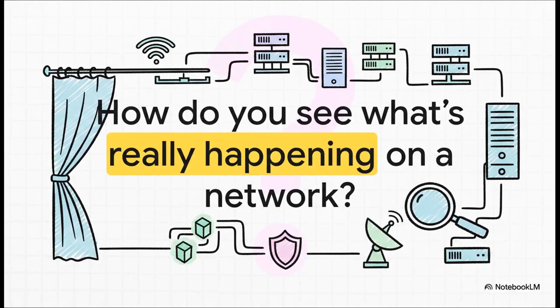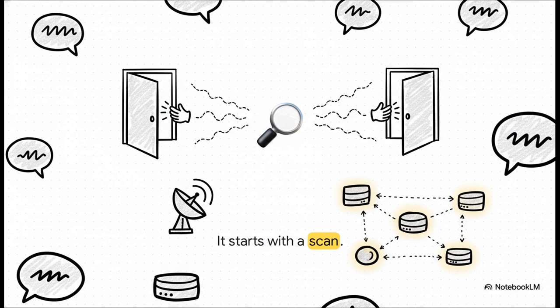This is a huge question for pretty much anyone in tech, whether you're a network admin or a cybersecurity pro. You just have to see the landscape before you can even think about securing it. So how do you actually do it? How do you pull back that curtain? Well, it all starts with a simple idea, a scan. You have to investigate. You send out these little digital feelers, you knock on a few doors, and you just listen to see who or what answers back. This whole process, this digital reconnaissance, is the absolute key to understanding any network.